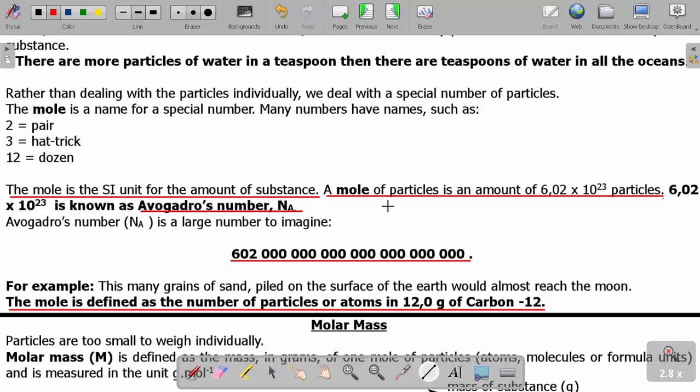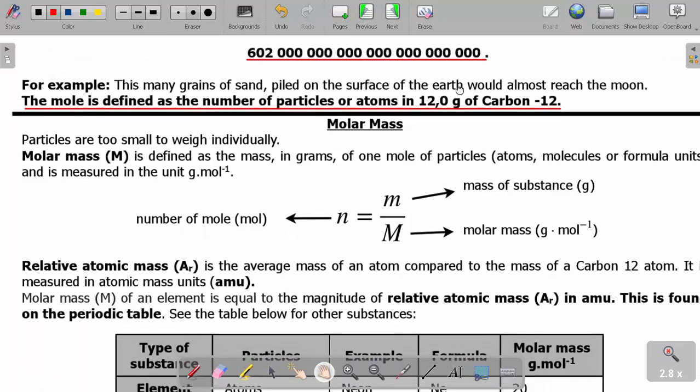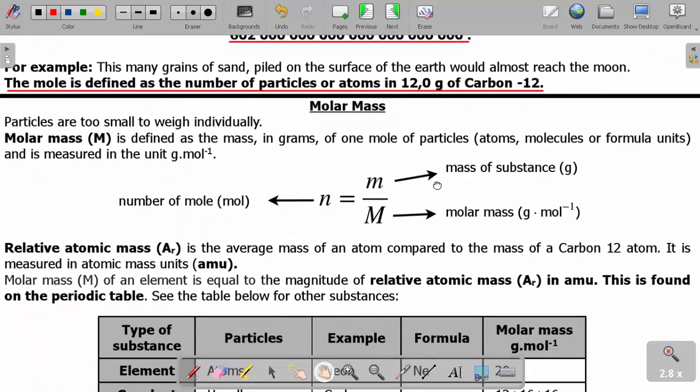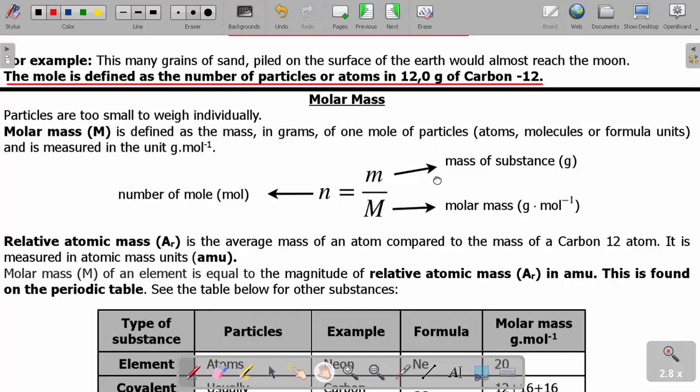So you can say a mole of particles is an amount of 6,02 times 10 to the power 23 particles, or you can say that the mole is defined as the number of particles or atoms in 12 grams of carbon-12. Are we together? Let us proceed. What about molar mass? Particles are too small to weigh individually, so molar mass M is defined as the mass in grams of 1 mole of particles. These particles could be atoms, molecules, or formula units, and is measured in what? In unit grams per mole.